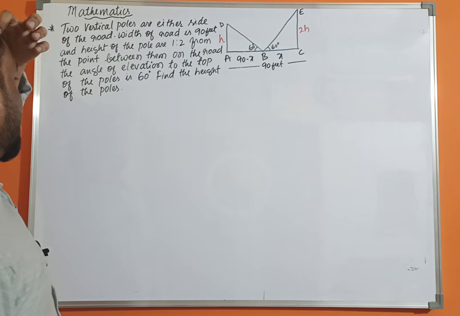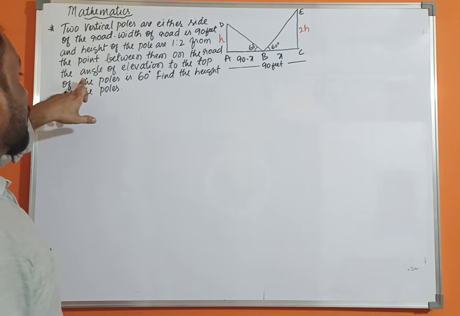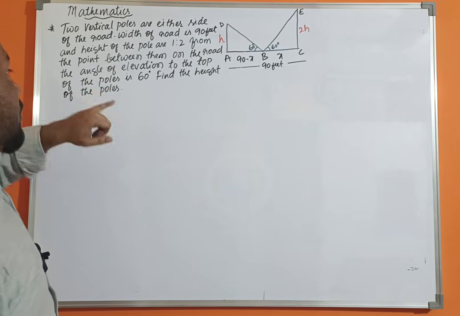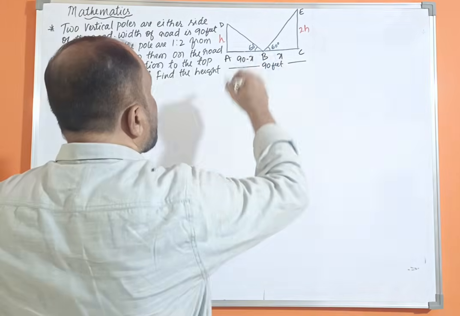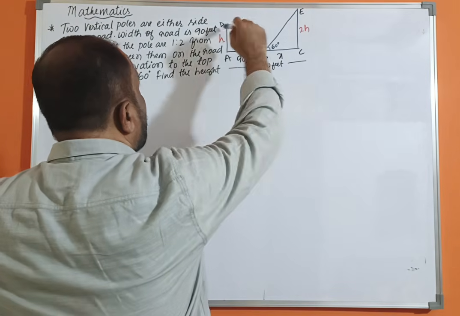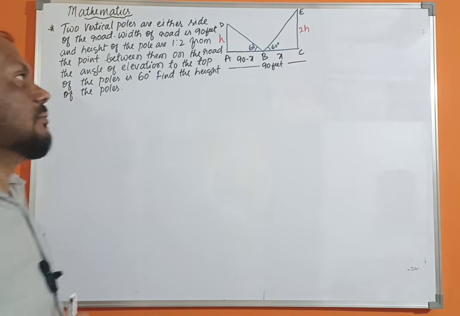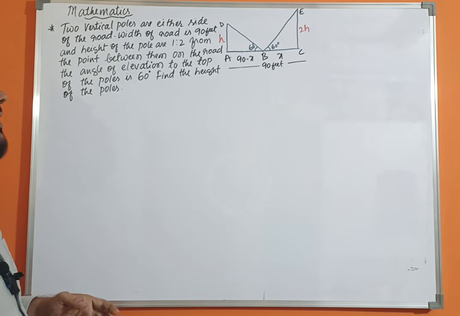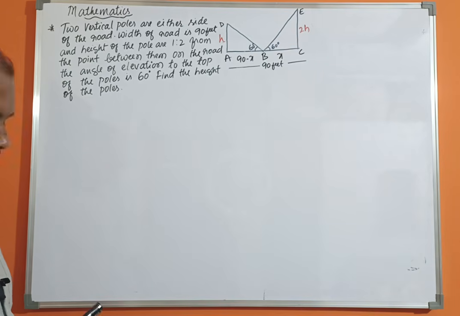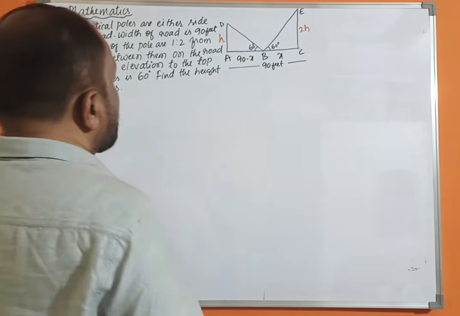From a point between them on the road, the angle of elevation to the top of each pole is 60 degrees. So there is one point on the road, and from the top of both the poles, the angle of elevation is how much? 60 degrees. Now find the height of the poles. You need to find out AD and CE.